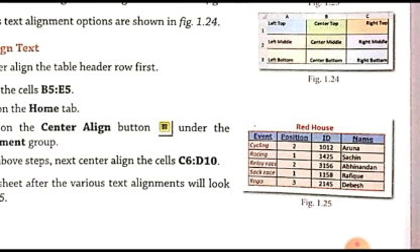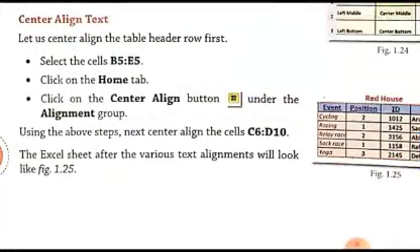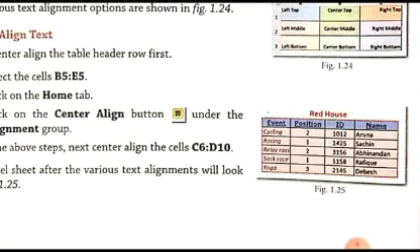So what we have done is selected the range from B5 to E5, and then on the Home tab we have clicked on the Center Align button under the Alignment group. So what has happened now? This row has been center aligned. Using the above steps you can next center align the cells C6 to D10 also. C6 to D10 means starting from the sixth row, from the Position column, which is the C column, starting from the first value of the C column to the last value of the D column, the Position and ID. Why are we center aligning these? Because these are numerical values, so we want to center align them.